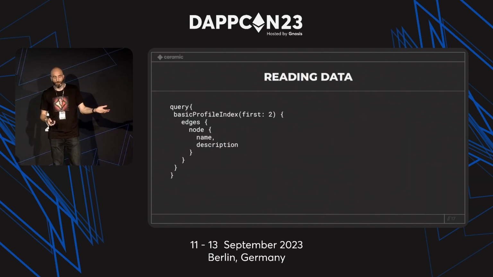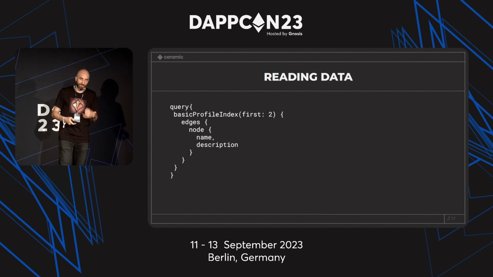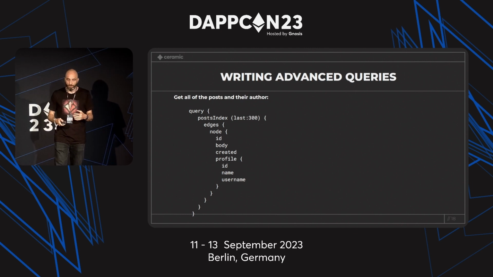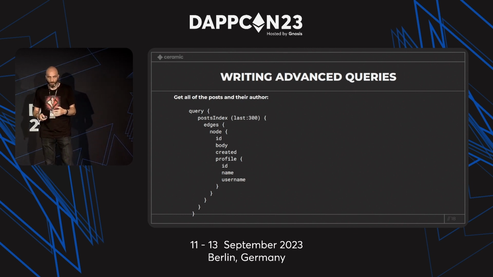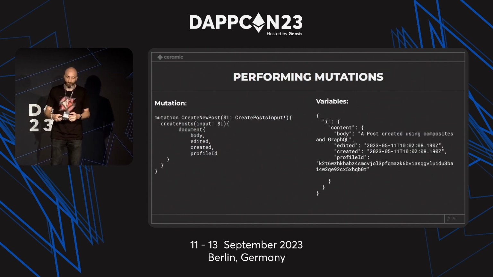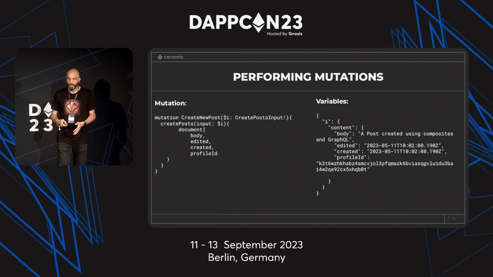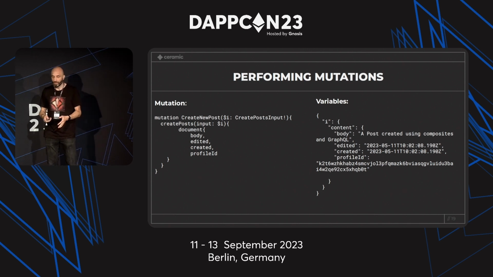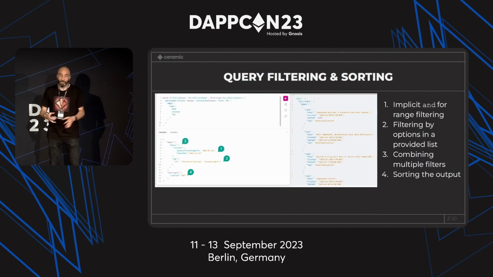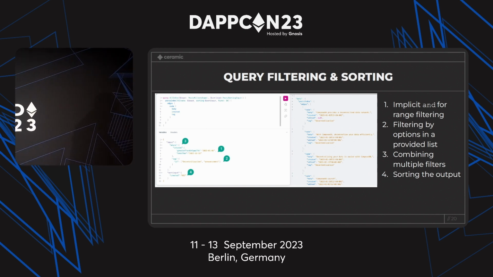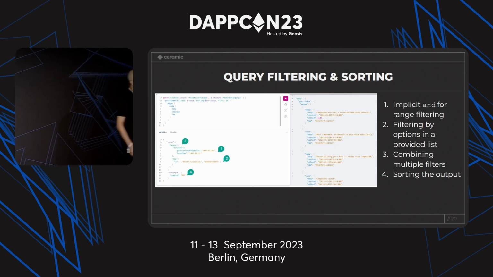So this is GraphQL. You query that, you get the data very fast. Query, advanced query, mutations. This is how you create content. So this should be familiar for GraphQL. And then, this is to show you, I don't know if you can see that. Yeah, more or less. So basically, you can do a lot.